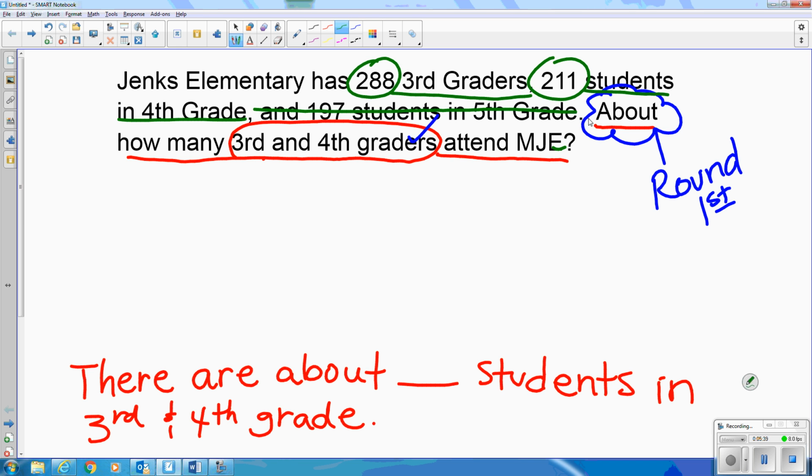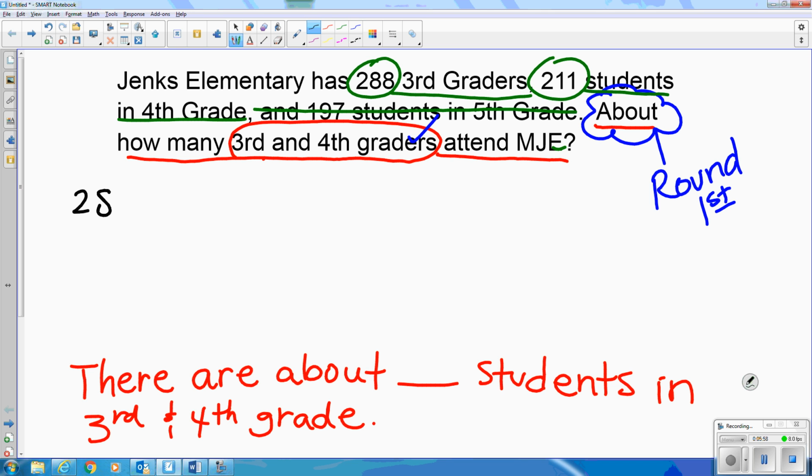Okay, so what do you think we should do next? Are we ready to start putting things together? Yeah, we should use the algorithm. Okay, what about this over here for round? All right, so let's take out those numbers. I agree. So let's take two. What's our first number? 288. Are we rounding to the tens or hundreds?